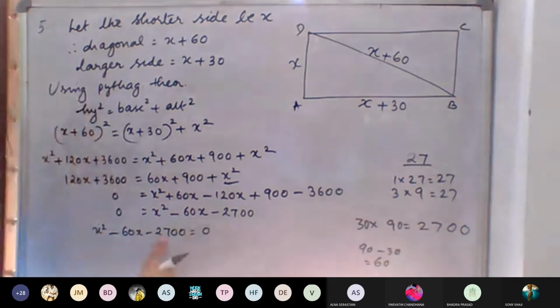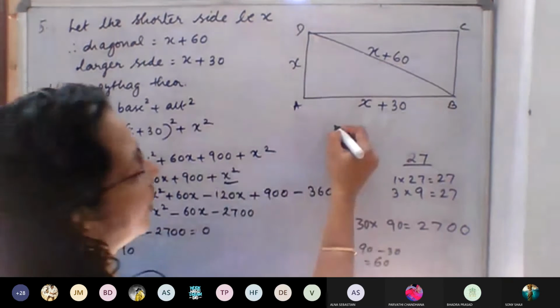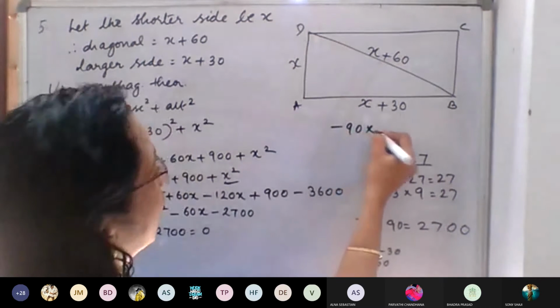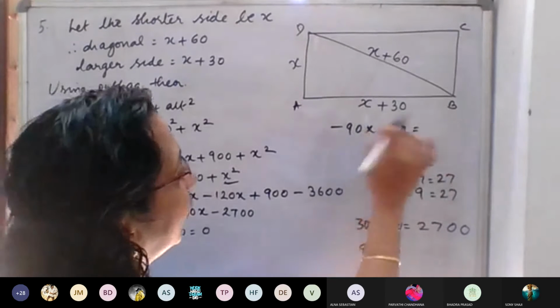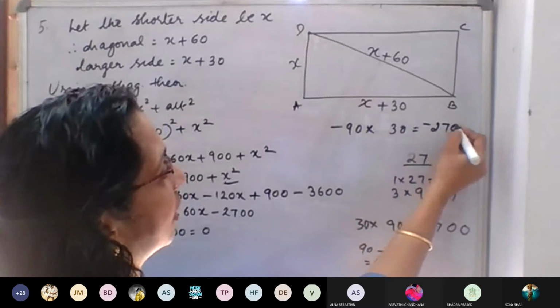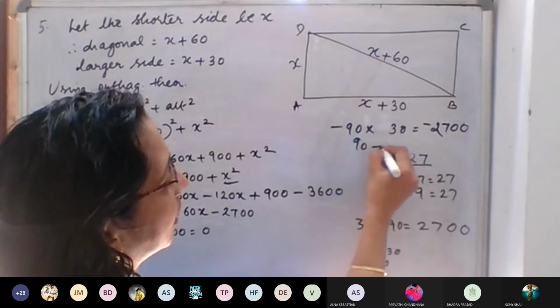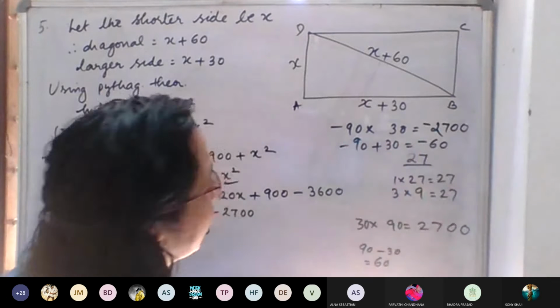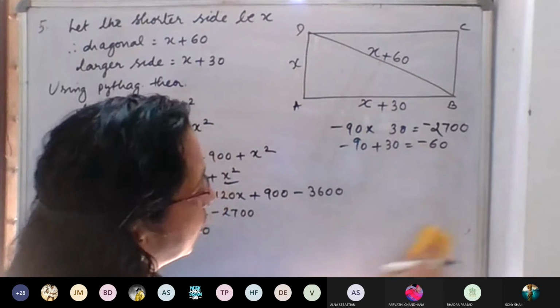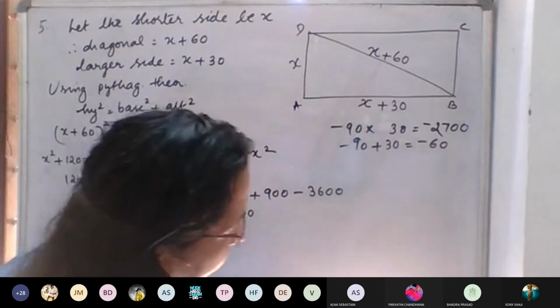So first you do it with the 27 and 6. So 90 and 30. So x square, negative 90 into 30, positive 30, is negative 2700, and negative 90 plus 30 is equal to negative 60. Is it okay, all of you? 90 and 30. Got it?